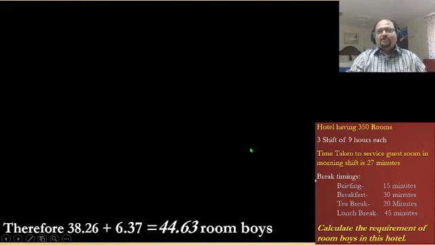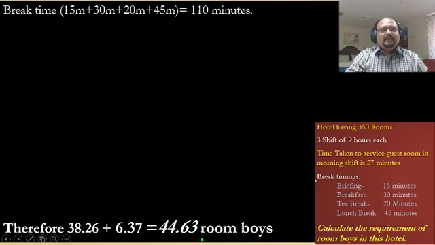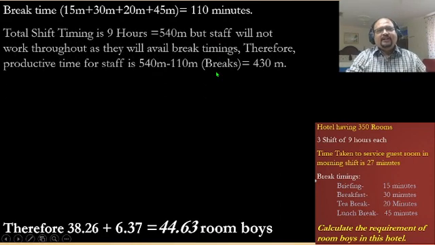Here the question is being reflected in the right bottom corner, and the answer that we'll get after this solution is 44.63 room boys. Now how? Let us see one by one. As you can see in the question itself, the break timing is given here. The break timings for the employees are 15 minutes, 30 minutes, 20 minutes and 45 minutes. So here we have added 15 plus 30 plus 20 plus 45, which is equal to 110 minutes. That means the room boy in that particular hotel is not working for 110 minutes.